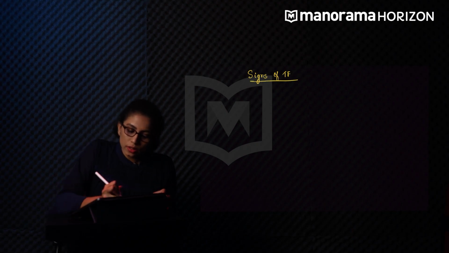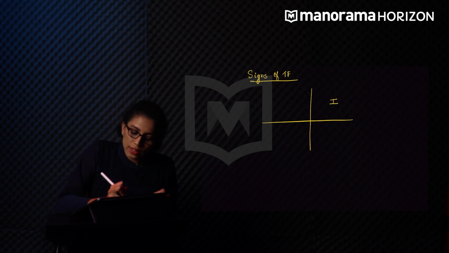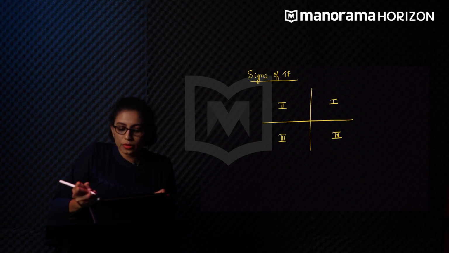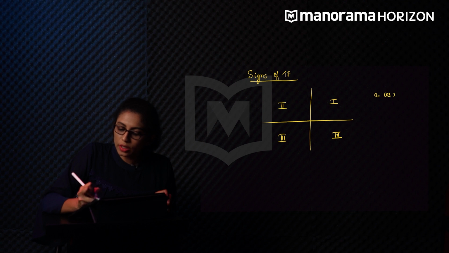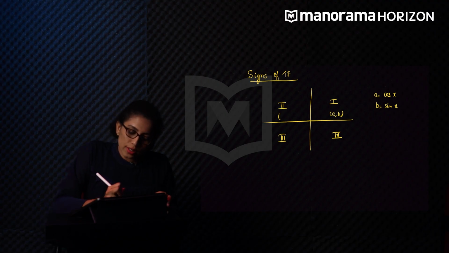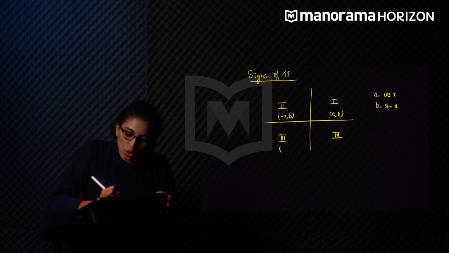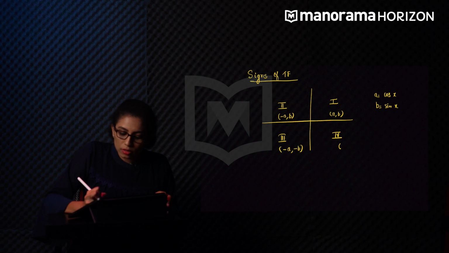We know that we have 4 quadrants: first quadrant, second quadrant, third quadrant and fourth quadrant. We know that A is equal to cos x and B is equal to sin x. In the first quadrant, A and B are both positive. In the second quadrant, it is minus A, comma B, because the y component is positive and x component is negative. In the third quadrant, it is minus A, comma minus B. And in the fourth quadrant, it is A, comma minus B.